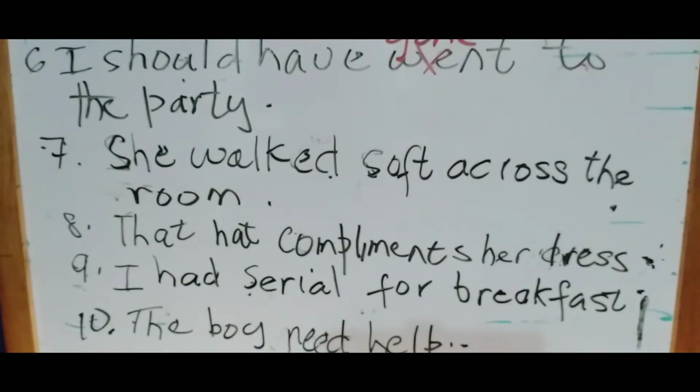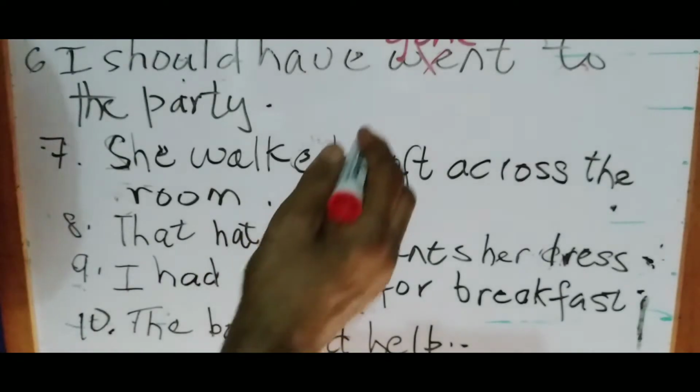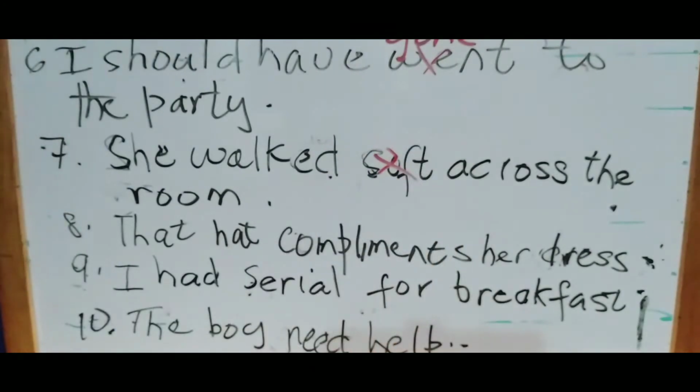All right, let's move on to number 7. She walked soft across the room. Anything wrong with that? Yes, because every one of them has an error. But what is the error in the sentence? She walked soft across the room. Soft is the incorrect word. Why?